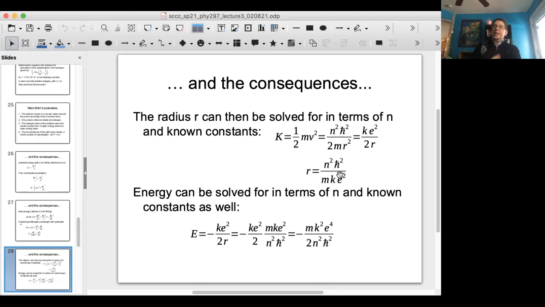And basically what that's telling you is n equals 1, you have what's called the Bohr radius. That's the smallest radius the electron can have. For n equals 2, that radius is quadrupled. For n equals 3, that radius is multiplied by 9. And then you can solve for the energy in terms of n as well, that E is equal to negative mk squared e to the fourth over 2n squared h bar squared.